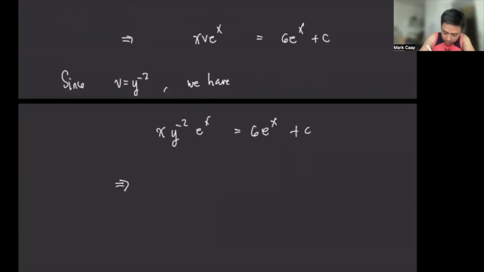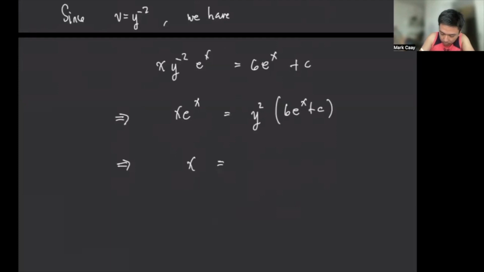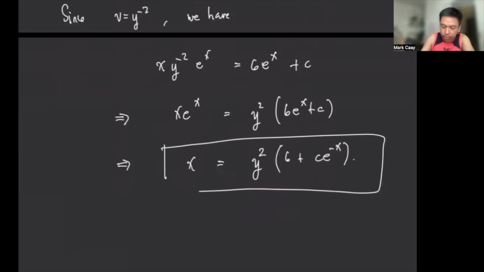Since yung v natin is, ano nga yung v natin, is equal to y to the negative 2, we can now go back to the original as x y to the negative 2 e to the x equals 6e to the x plus c. Okay, so magiging x e to the x equals, tama ba? If I'm gonna multiply both sides by y squared, so that's y squared of 6e to the x plus c. Okay, and so x is equal to y squared, and that is 6 plus c e to the negative x. So this is now my solution. So if you have any question or clarification, please let me know.